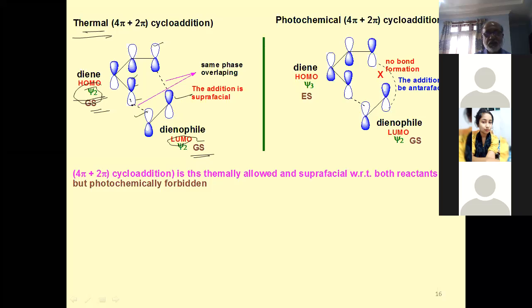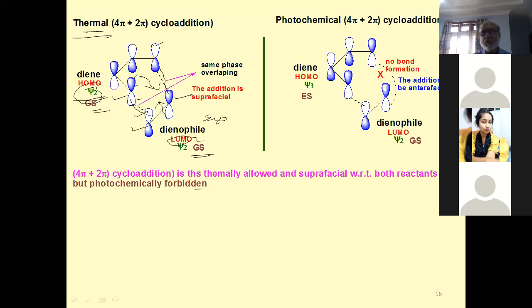Now you see this one is overlapping with this, and this is overlapping. They are of the same phase, and they are approaching the same side, no twisting. So it is supra addition. That means both are suprafacial with respect to the diene and with respect to the dienophile. So 4 plus 2 is thermally allowed, suprafacial with respect to both reactants, and photochemically forbidden.